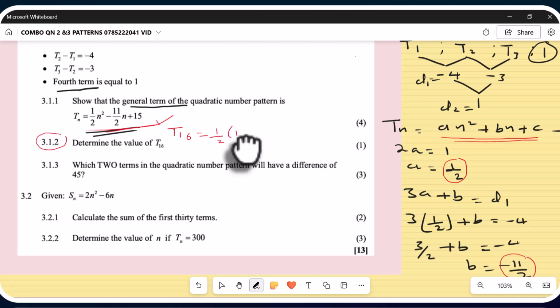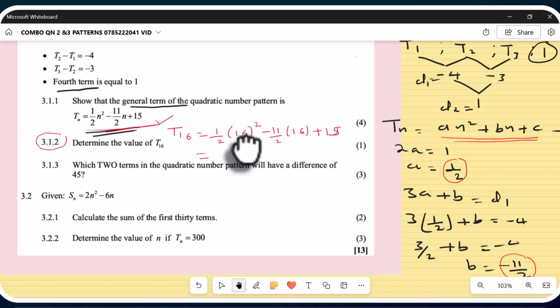What do you get, calculators there? Let me check it out here. I have 1 over 2 times 16 squared, then minus 11 over 2 times 16, and then plus 15. Yeah, it gives me 55. So my answer for T16 is 55.